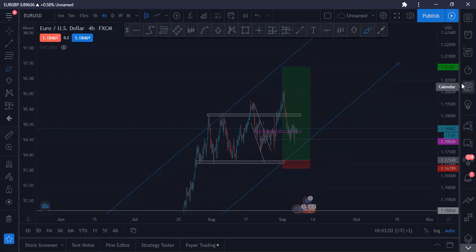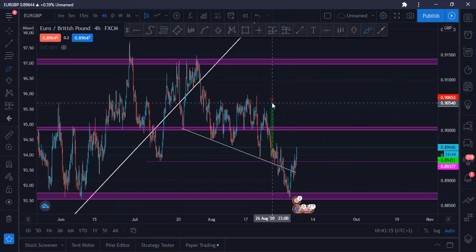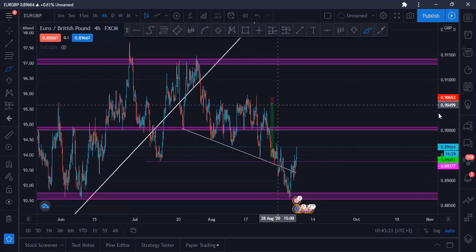Let's see. Euro GBP. Okay. So this support line has been respected and it's pushing to the upside. So I feel like this is a trade that we've missed, that we have missed the bus. Let's see what happens during the week. Maybe we'll get a trade opportunity as the week continues.